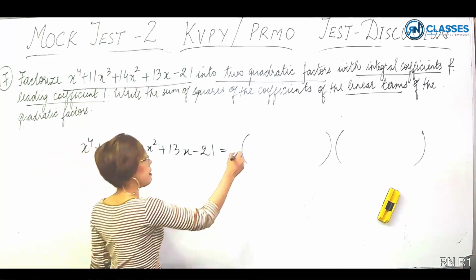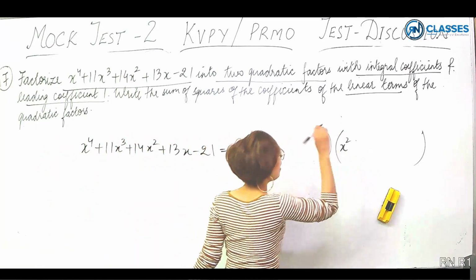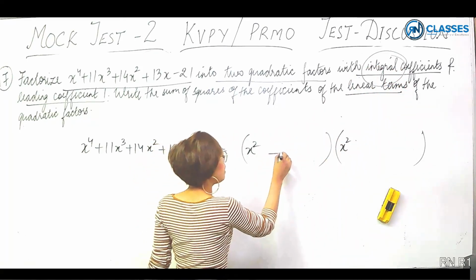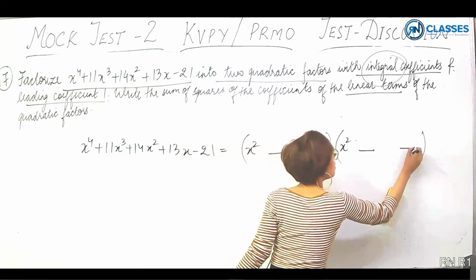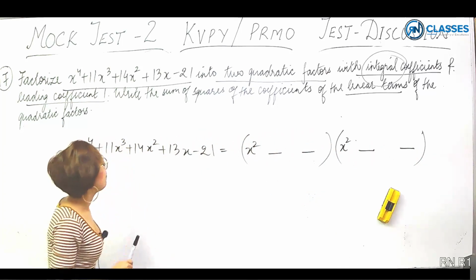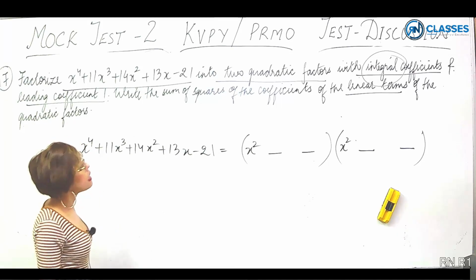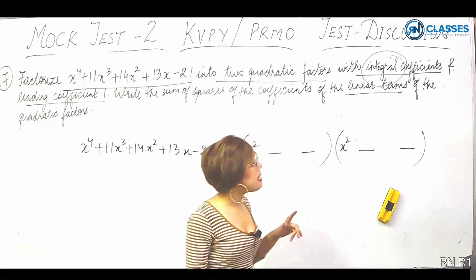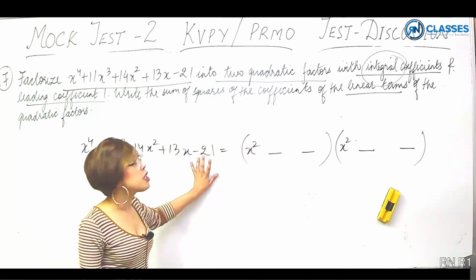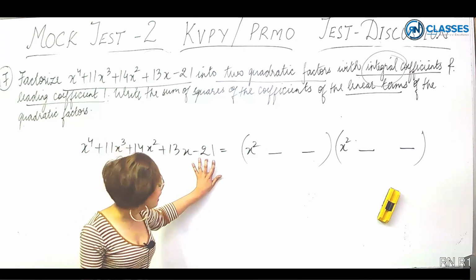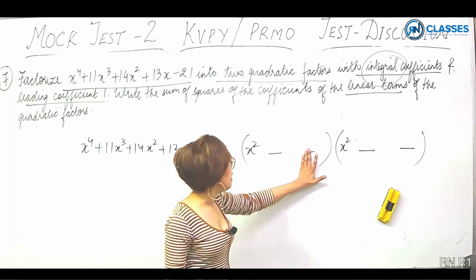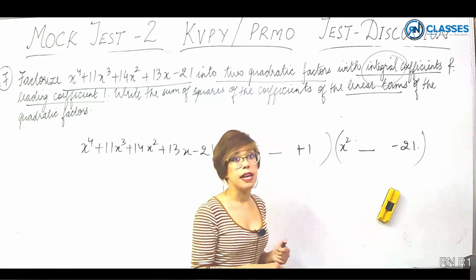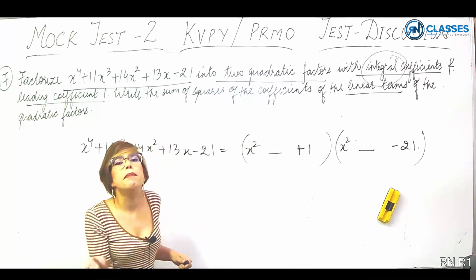So that means here if I have x squared, here I will have x squared. Mind that the quadratic factors have integral coefficients. So whatever the case may be, these coefficients have to be integers. Now you can say, ma'am, write plus ax plus b, then plus cx plus d. Wait a second. I know that integral coefficients are there and the constant term is minus 21. So, if the constant term is minus 21, the possibilities are what? I can write plus 1, minus 21, because I can write minus 21 as product of 1 and minus 21.